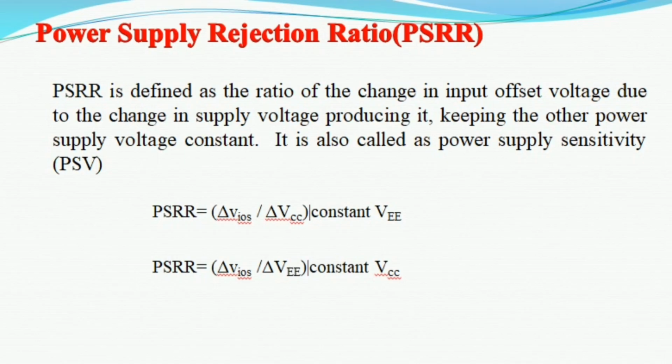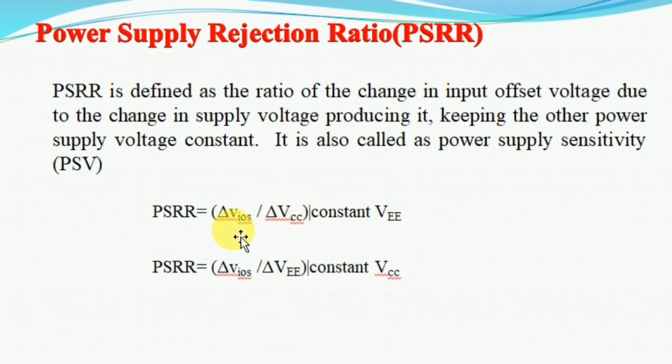The power supply rejection ratio is simply defined as the ratio of the change in input offset voltage to the change in power supply voltage, produced by maintaining the other power supply constant. Since the op-amp has two power supplies, one positive and one negative, we have to keep one power supply, either positive or negative, constant, and change the other power supply value in order to see if there is a change in the input offset voltage.